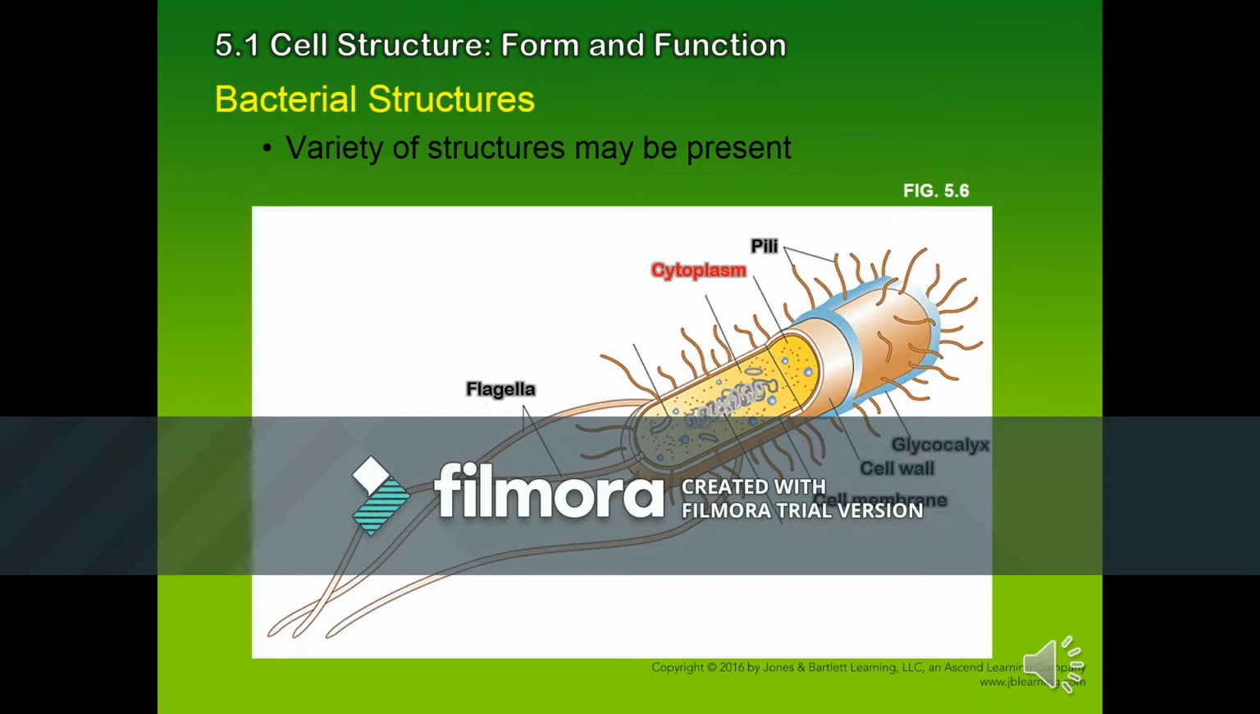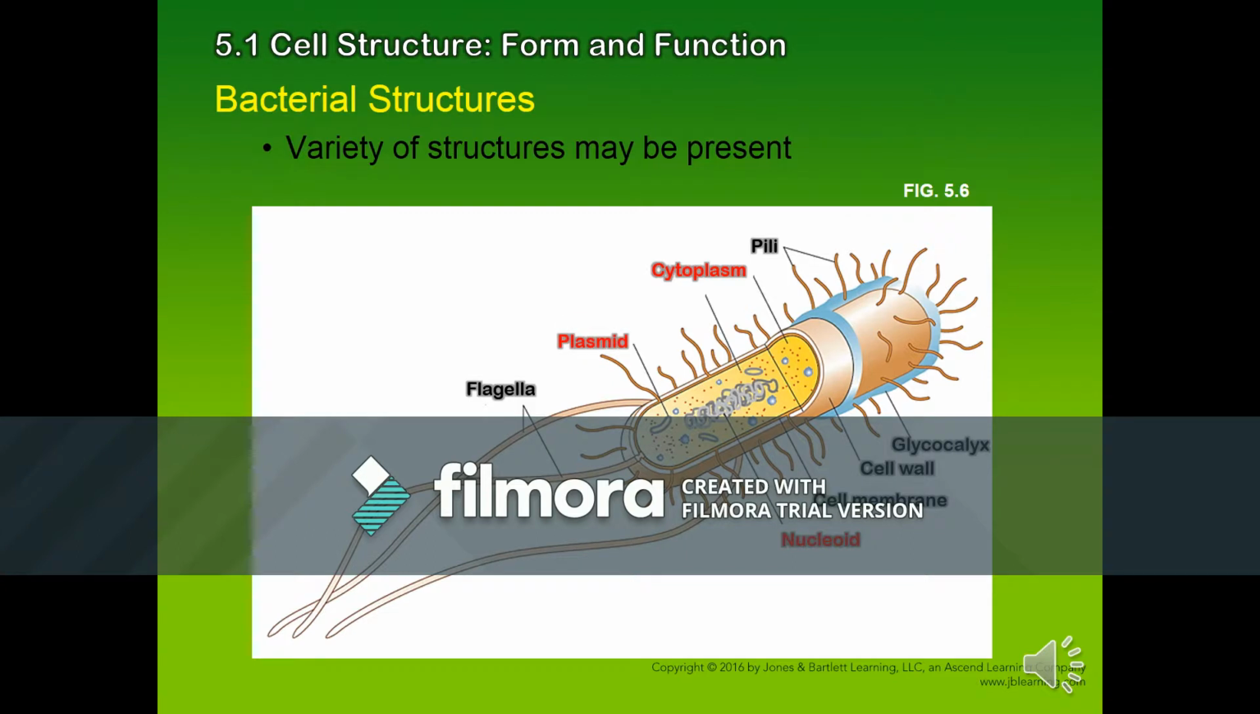Now, on the inside part of the cell, basically the fluid-filled part of the cell is the cytoplasm. And then, as opposed to a cell that would have a true nucleus, the bacterial cell has a nucleoid, and the nucleoid is just a concentration of DNA. Okay, it's not a membrane-bound structure. That again is why these things are not eukaryotes.